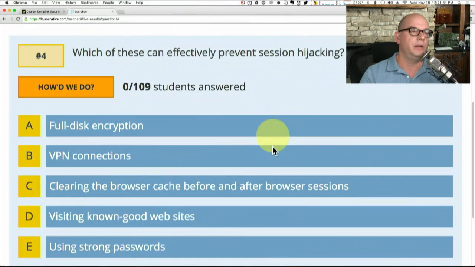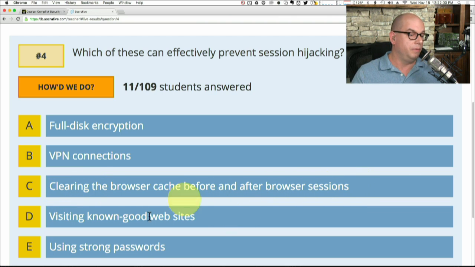I've got a few potential answers with this. Don't answer in the chat room again. Let's have a look at these. You have full disk encryption. Could you effectively prevent session hijacking through VPN connections? Could you effectively prevent it by clearing the browser cache before and after your browser sessions? Would you prevent it by visiting known good websites? Or would you prevent it by using strong passwords? It's got to be one of these, right?